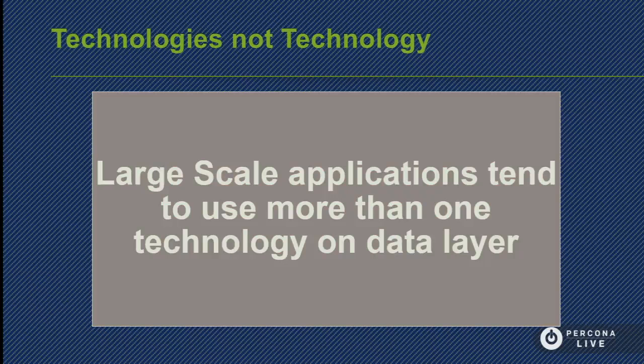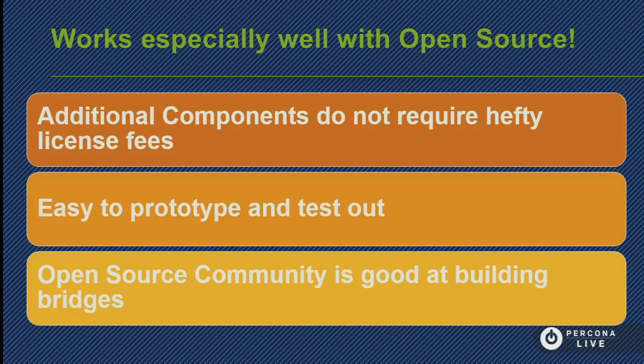Now, what is also interesting, especially among open source environments, is that we see a lot of large-scale applications tend to use more than one technology in the data layer. So it's not just MySQL or Postgres or whatever relational database you would use. Often there are multiple components used for their respective strong sides. And I think that works especially well with open source, right? Why? Because in open source, when you bring on additional technologies, it doesn't come with hefty license fees. You can go ahead and start using something, and it doesn't cost you anything to prototype and test things out.